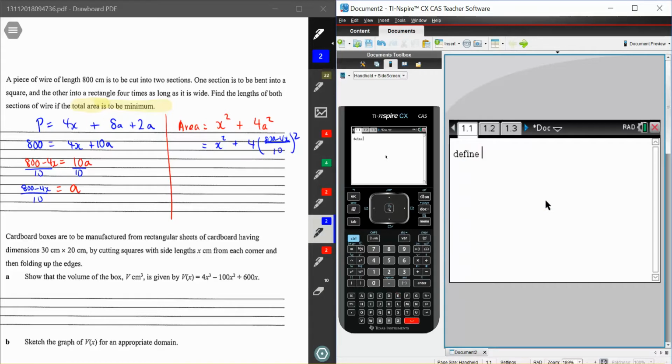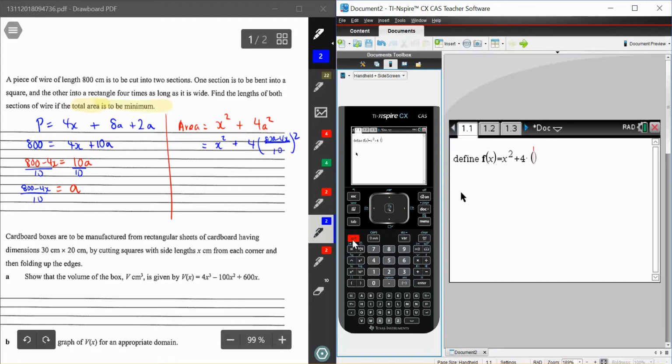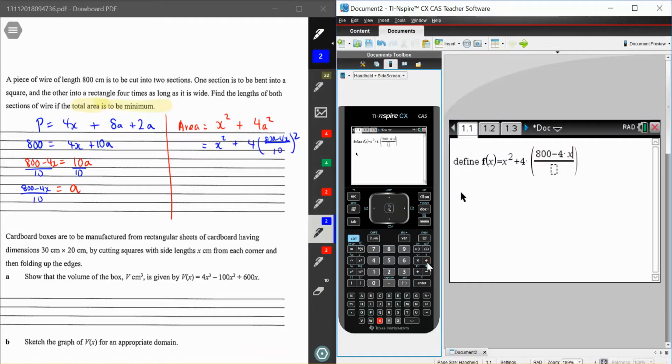Define. What am I defining? My original function. What was my original function? It was x squared plus 4 times, and I had the bracket was 800 minus 4 times x divided by 10, bracket all squared. Okay, that's my function. But remember, that represents area. How do you find the minimum area? It means to find the derivative of that equal to 0, because we know the minimum or maximum has a gradient of 0.